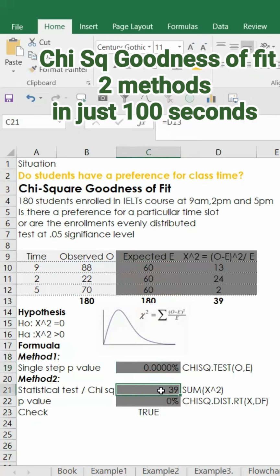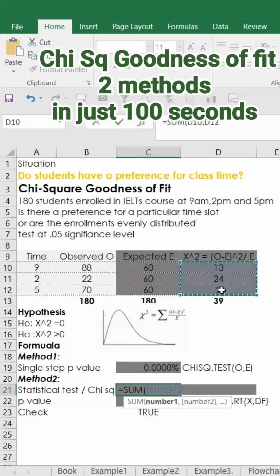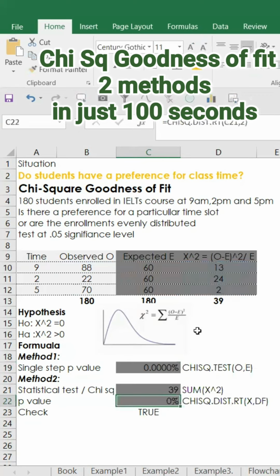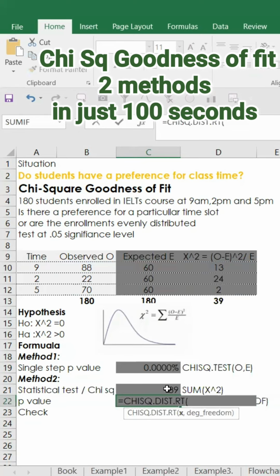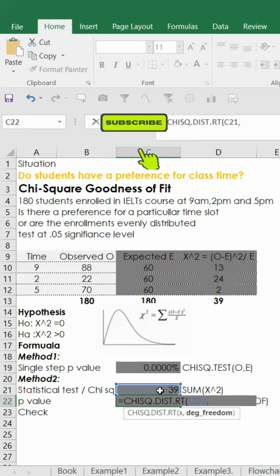So similarly, we can also find it another way, the statistical test. For example, this particular one, we can sum this up and apply that in the formula. How can we do it? Chi-square distribution, right tail, x is this value, degree of freedom 3 minus 1 is 2.